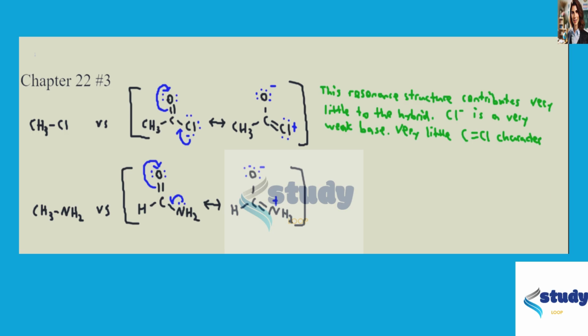However, when we look at the amide, NH2 minus is a strong base, or at least let's say a stronger base. So NH2 minus is a stronger base. And so because of that, we can say it contributes more significantly to the hybrid. So it contributes significantly to the hybrid.